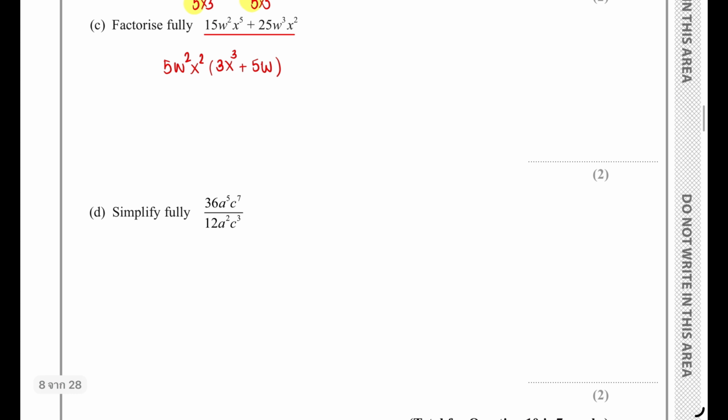Simplify fully 36 a into the power of 5 c into the power of 7 over 12 a squared c cubed. So 36 divided by 12 is 3, so we have 3 a into the power of 5 minus 2 and c into the power of 7 minus 3, so it will be 3a cubed c into the power of 4.